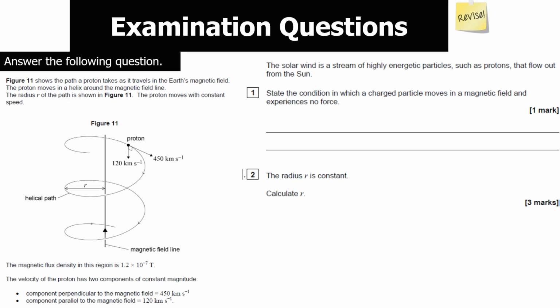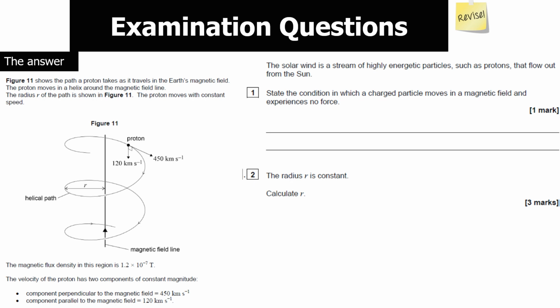The solar wind is a stream of highly energetic particles, such as protons, that flow out from the sun. State the condition in which a charged particle moves in the magnetic field and experiences no force. The radius r is constant, and calculate r. Pause the video now, then unpause the video when you want to go through your answer.